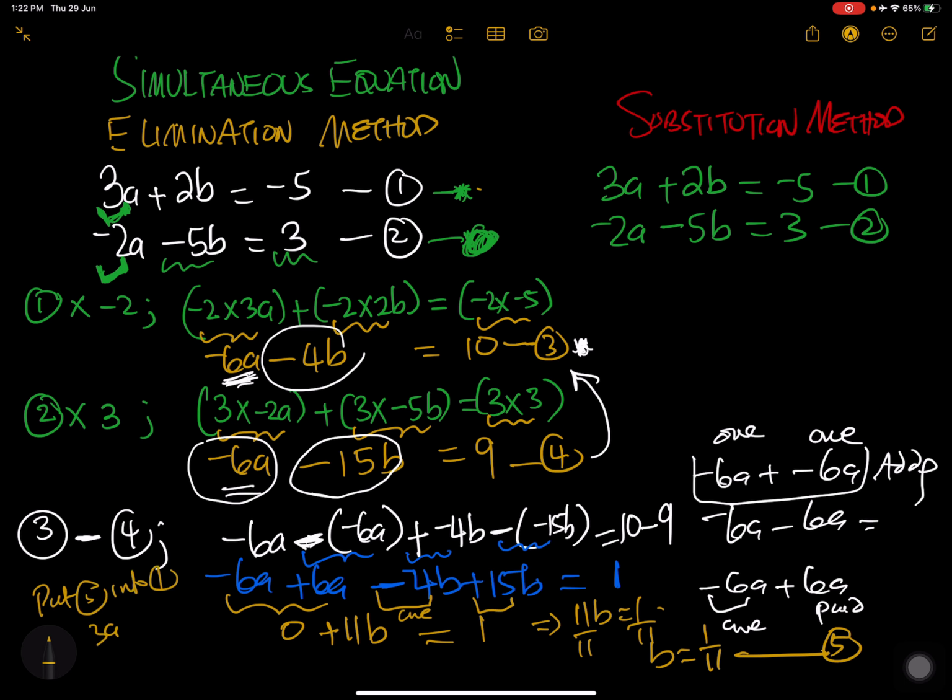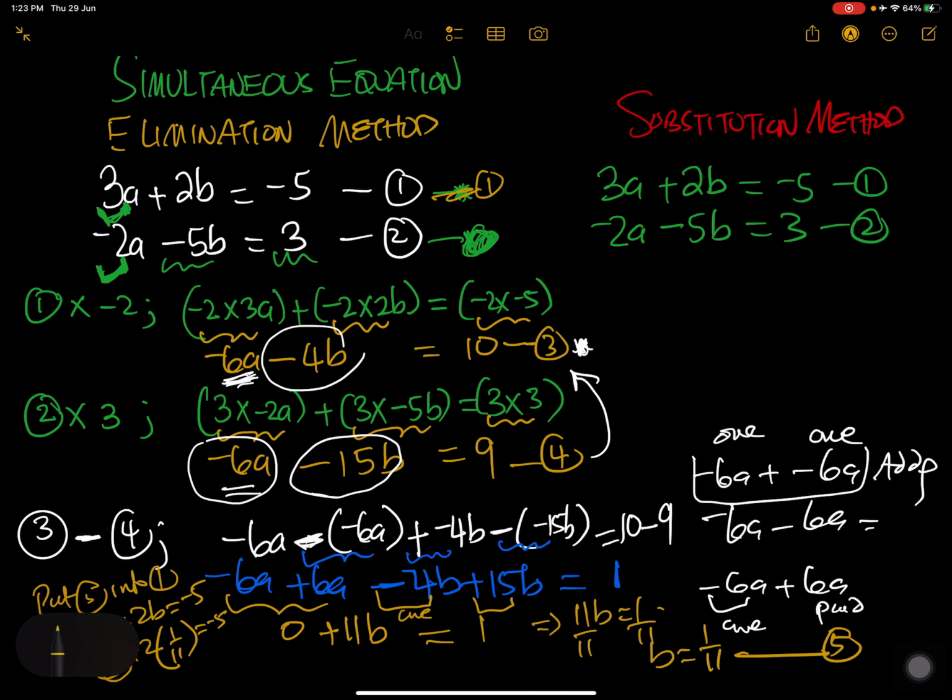1 is 3a plus 2b is equal to negative 5. Can you see that? This is 1. Now the b is given. So 3a plus 2 into the b, which is 1 over 11, is equal to negative 5. And we can solve for a. I know you can do that. So that's how you do the elimination method.